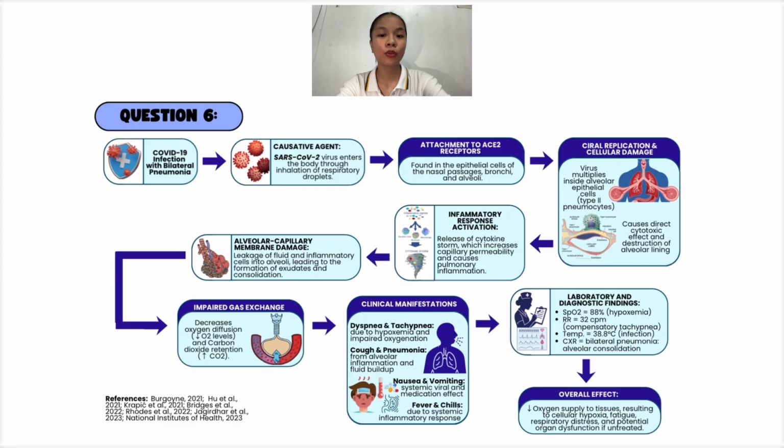And the patient is also experiencing nausea and vomiting, which can result from the systemic effect of the virus on the gastrointestinal system or the response to the fever and the medications.